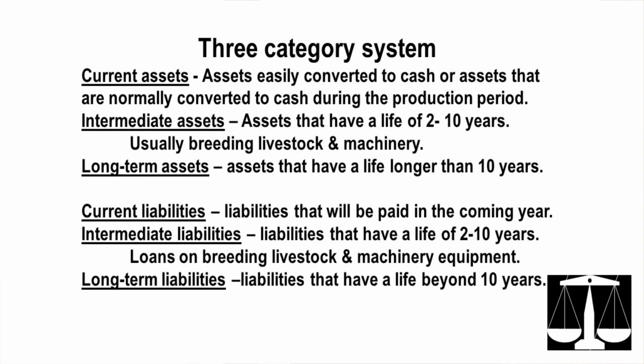You've got your current, again, what you can convert to cash quickly. Intermediate, the 2 to 10 years. That's usually your breeding livestock, your machinery, things that you're going to have longer. And then your long-term assets would be, most of the time, land, more than 10 years. And it would be the same thing with your liabilities. Generally your machinery is kind of that 2 to 10 type loans, right? And your mortgage would be more the long-term liability.